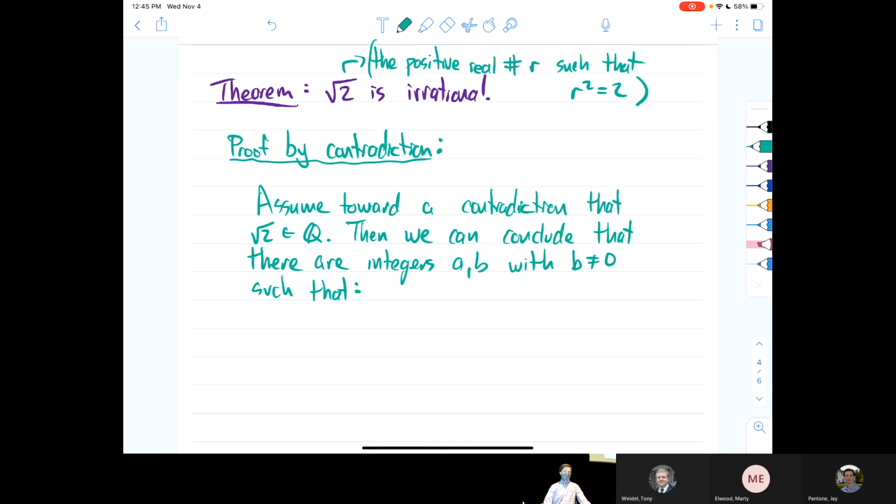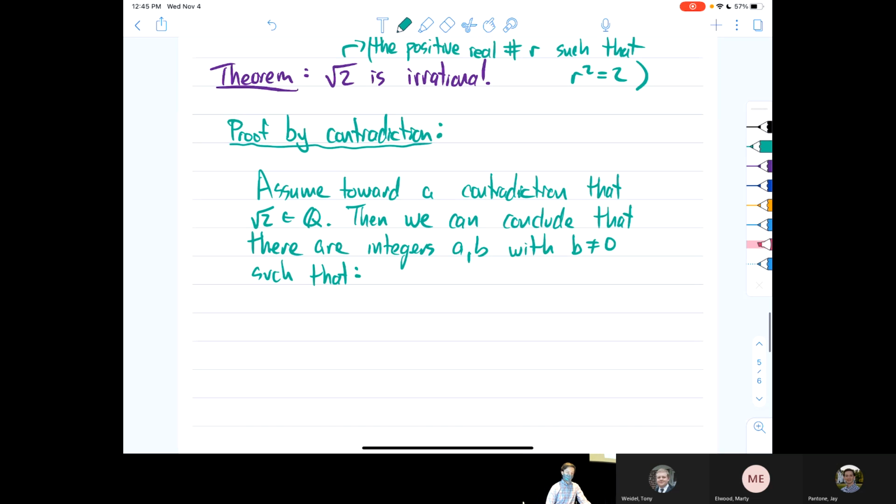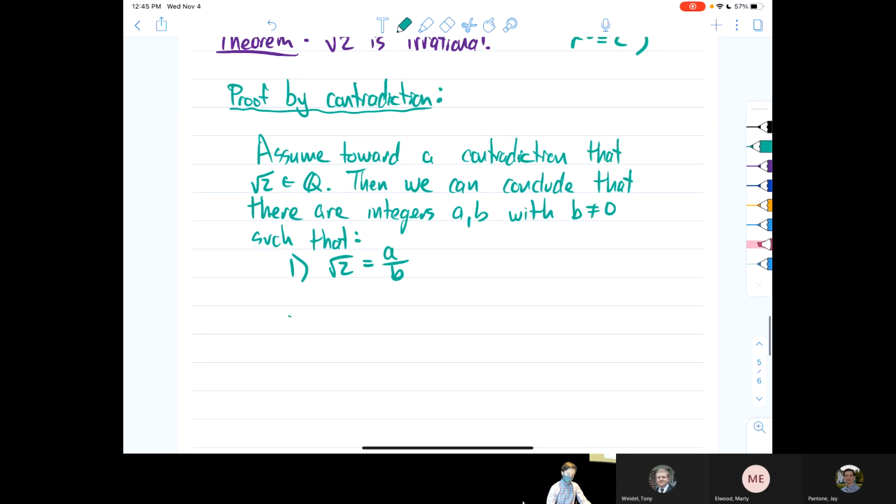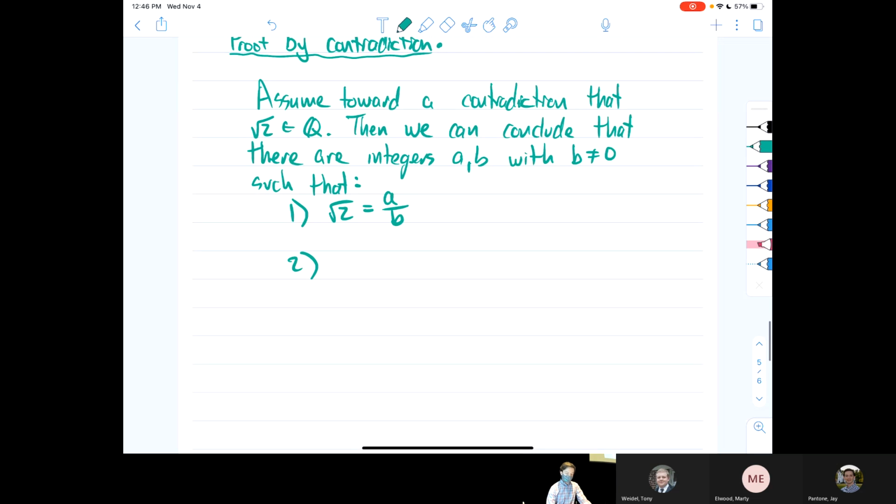And I am going to write that, but we can actually assume even a little bit more information about these integers, and normally we don't because it's useless to us in a lot of applications, but we can assume a little bit more here, and we're going to need it. So we're going to assume, number 1, square root of 2 is a over b. That's the obvious part because we're assuming it's a fraction. Number two, we're going to assume that a and b are both greater than 0.